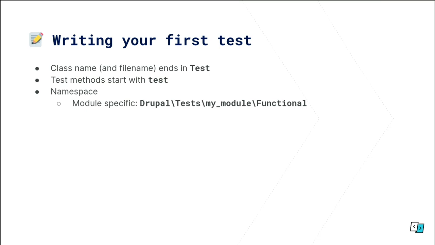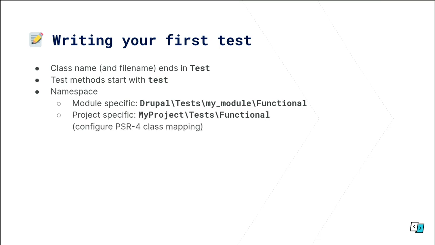Drupal\Tests\module_name\Functional. And then if it's project specific, you can drop the Drupal part of it and the module name and place it in a root directory somewhere, but you have to configure PSR-4 class mappings in your composer file. It's really up to you. If you're writing tests that don't really relate to any particular module, that's a good way to do it. Just put all your tests in the root somewhere.